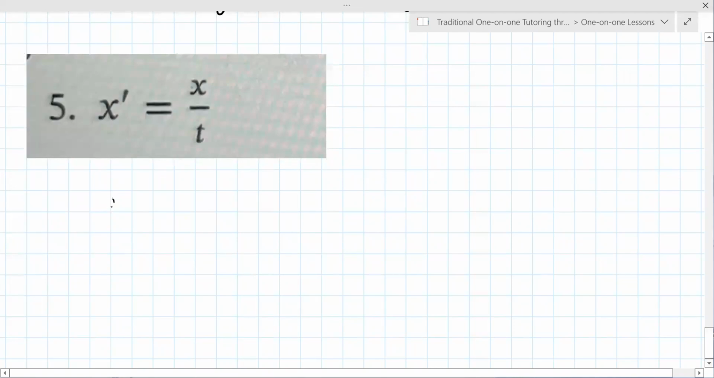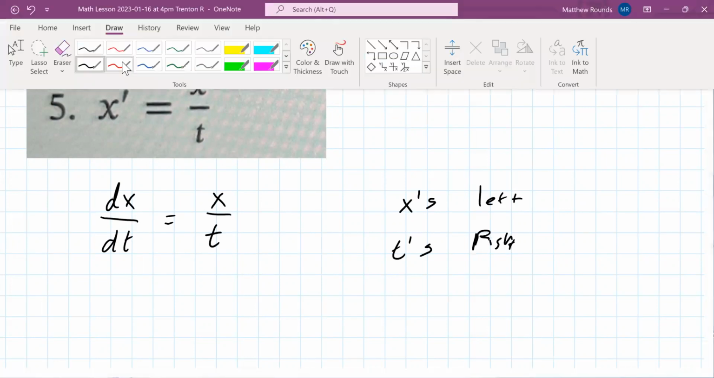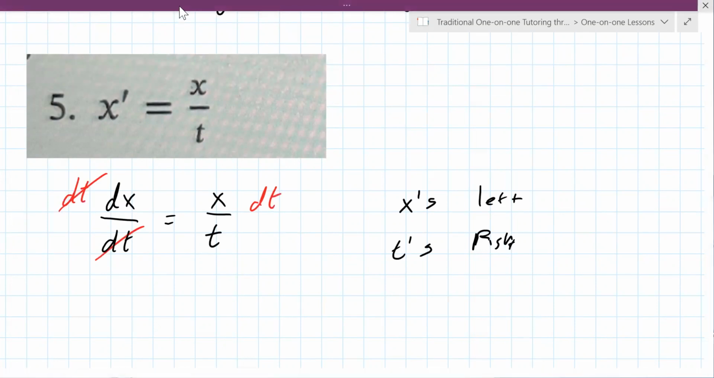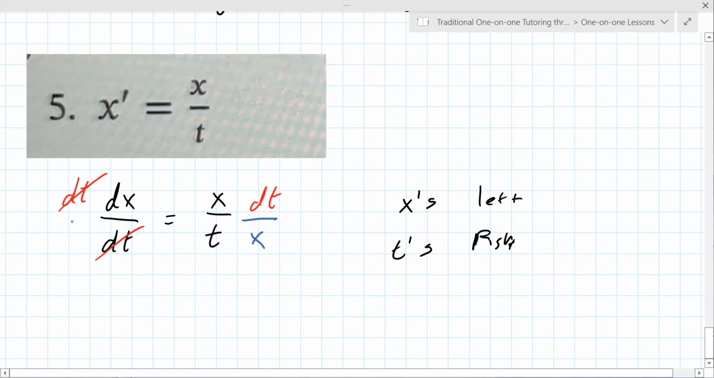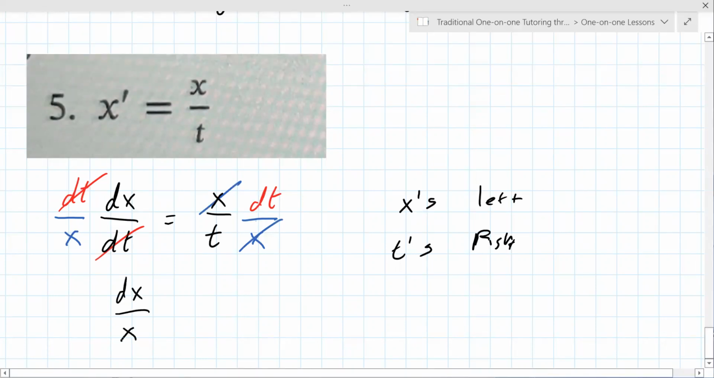So 5 on the left is really dx dt equals x over t. We want all of the x's on the left and all the t's on the right, including the dt's. So I'm going to multiply both sides by dt, and then divide both sides by x. On the left, it becomes the integral of dx over x, and on the right, the integral of dt over t.